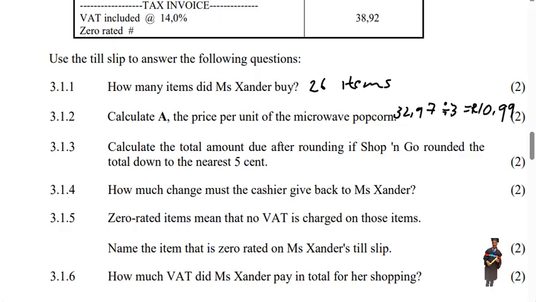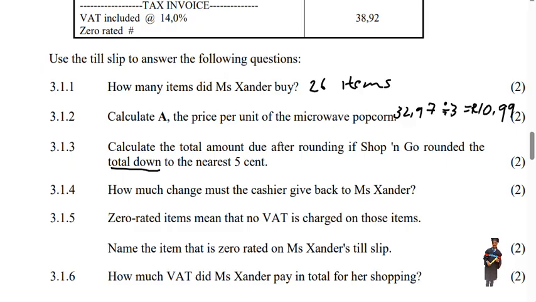Okay, then 3.1.3, they are saying calculate the total amount due after rounding if Shop and Go rounded the total down to the nearest 5 cent. Okay, as I've said, most shops round down. They do not round up because they don't want to rob us, they rather rob themselves. They round down to the nearest 5 cent. But it's not like they are robbing themselves, because you'll find that they're just going to round down by 3 cents, 2 cents or so.